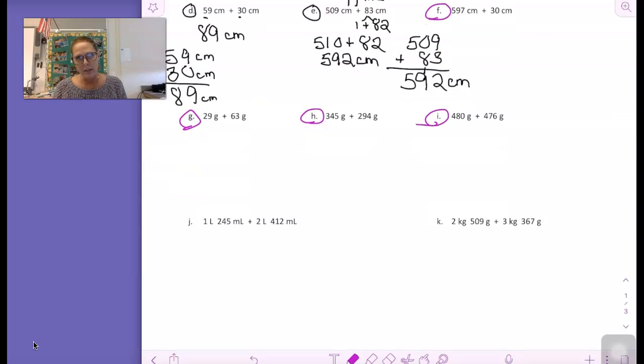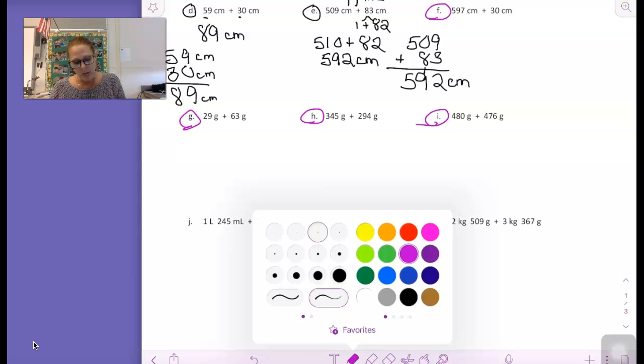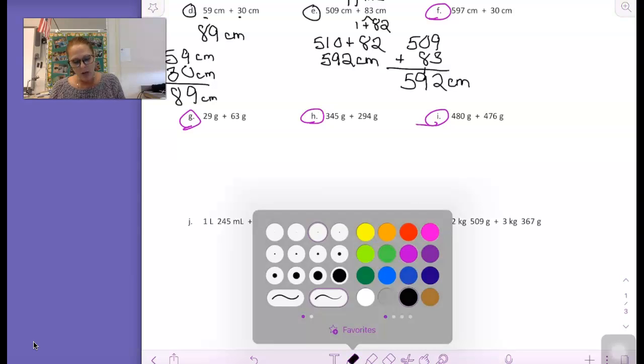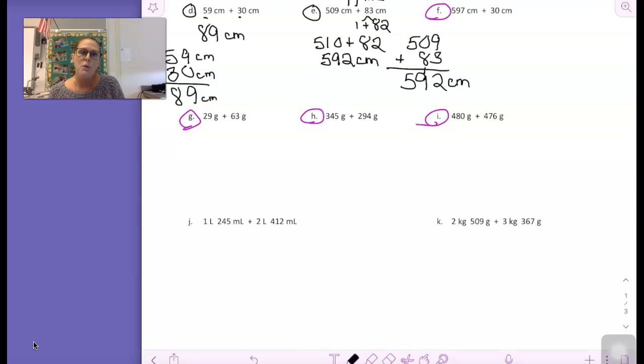This is not one that I originally said we were going to do, but I want to do it anyway with you. Letter J, when I look at letter J, I notice that I have two different sets of measurements here. So I'm going to first add my liters. 1 liter plus 2 liters equals 3 liters. And then I have 245 plus 412 milliliters. Forgot my label on that first one, milliliters.